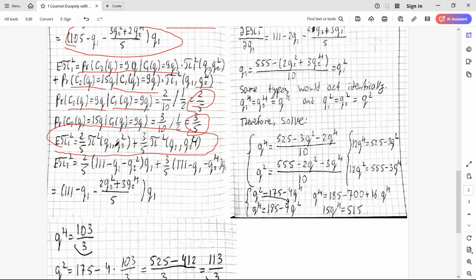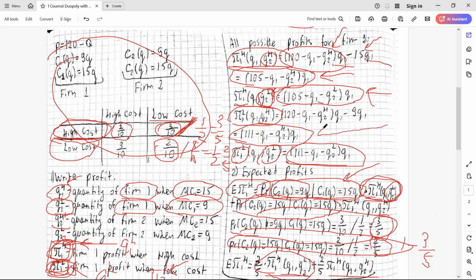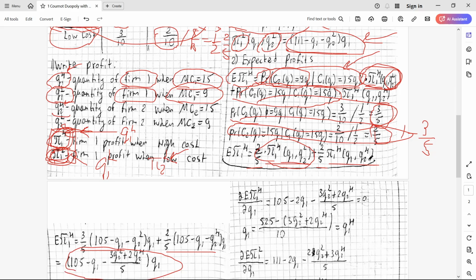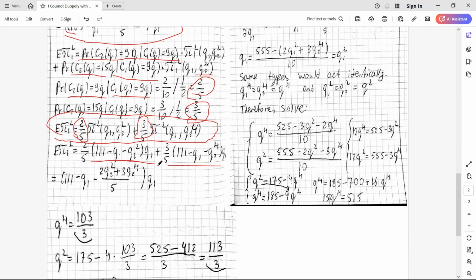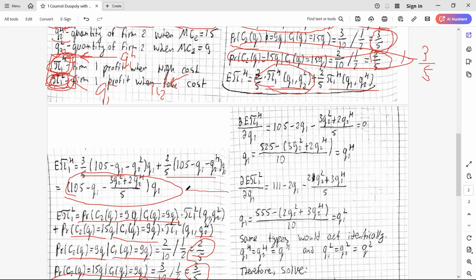So I just plug in the values for the probabilities. And I plug in the equations we derived before. So this equation and this equation, here I sum them up and I get this. And now we have actually the profits we want to maximize. So the low type firm maximizes this equation, high type firm maximizes this equation. So we just derivate them.